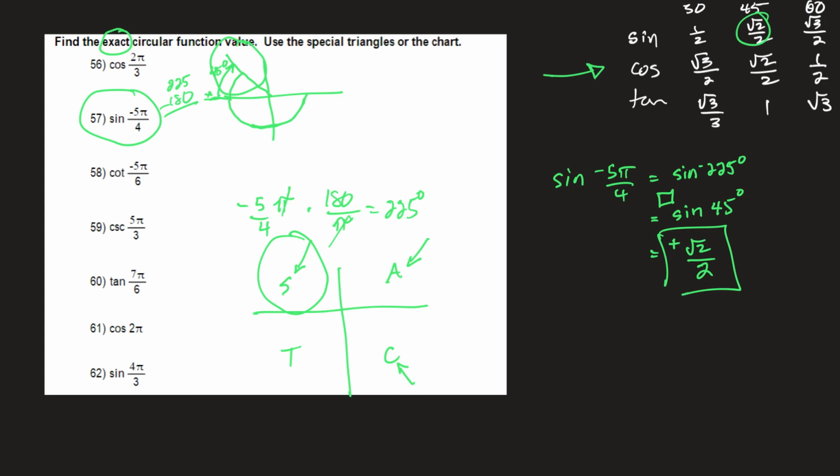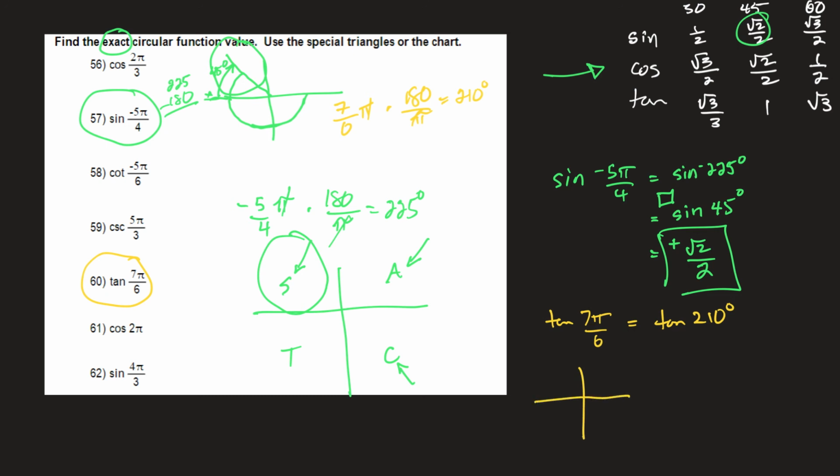So that would be my answer for that question. I can do one more if you want. Let's do this one. The tangent of 7 pi over 6. Okay, so if you do 7 pi over 6 times 180 over pi, you multiply all that out and you get 210 degrees. So the tan of 7 pi over 6 is the same as the tan of 210 degrees.